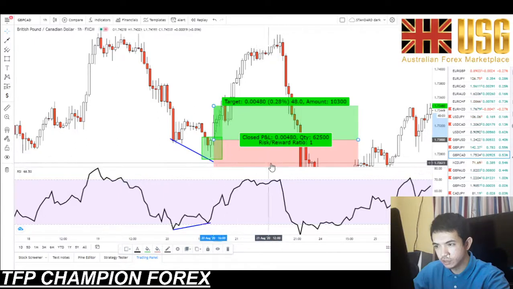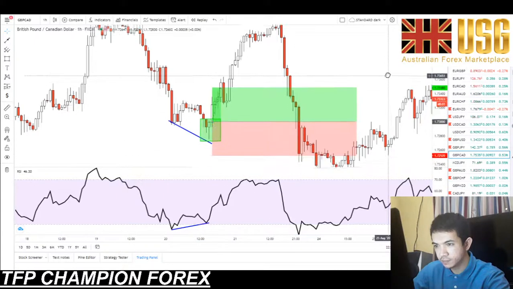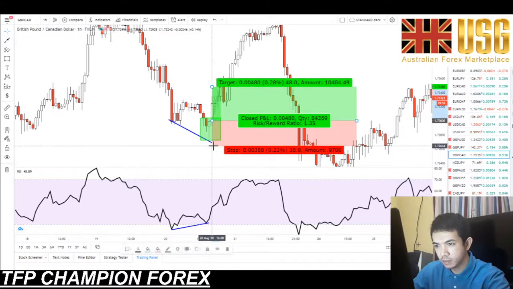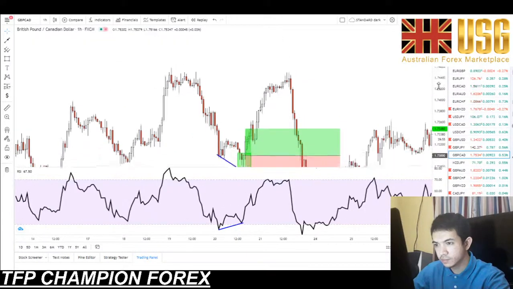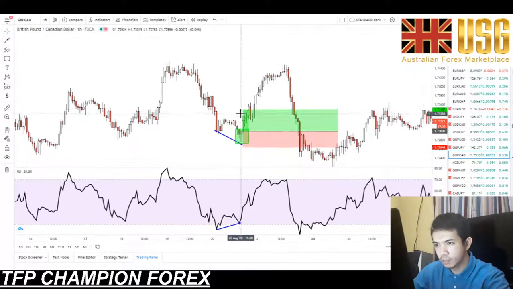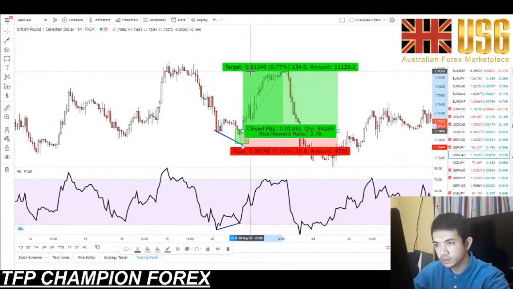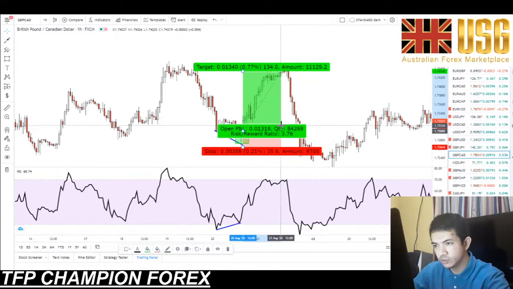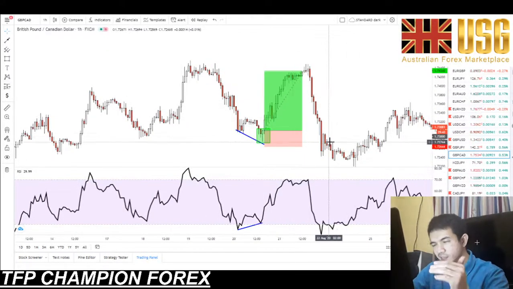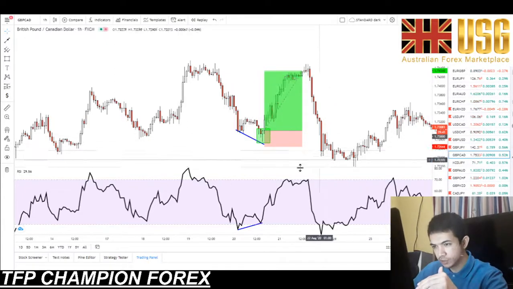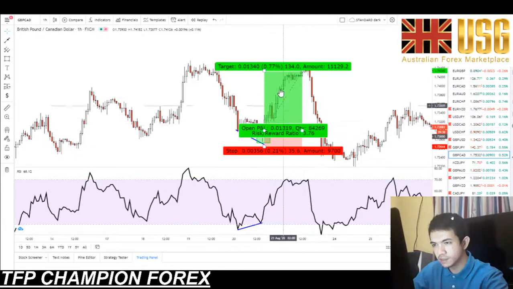Stop loss is structured below this pin bar, right? TP, of course, set your take profit on the next structure going here. So that would be 1 to 3, not bad. Alright. So basically, just a simple regular divergence, you can easily trade this strategy.